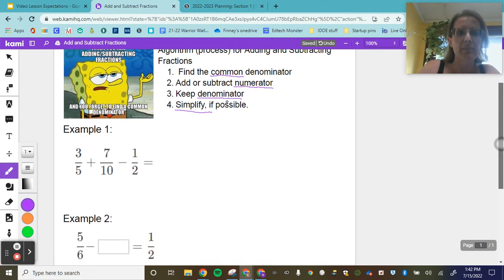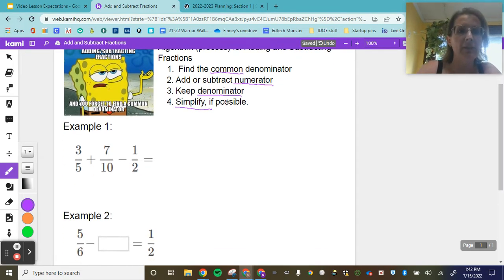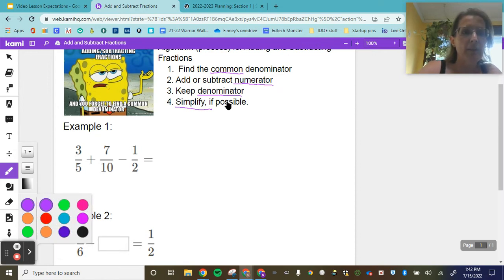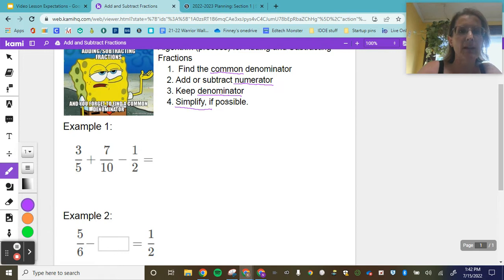So here's our first example. I have 3/5 plus 7/10 minus 1/2. And as we know from PEMDAS, we'll go from the left to the right. So I first need to find my common denominator. I like to start out with just rewriting my fractions. And I have 5, 10, and 2. I know that both 5 and 2 go into 10, so my common denominator is 10.